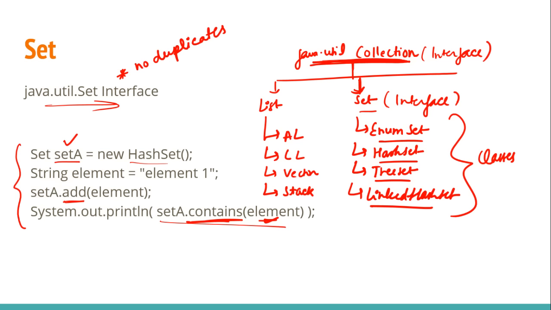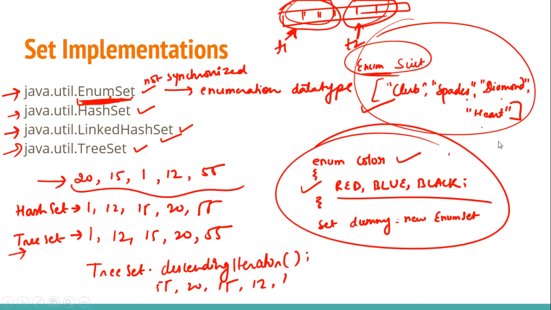Dinesh is asking, what is the meaning of non-synchronized? By non-synchronized I mean that more than one thread can access the set. If it is synchronized, only one thread can access a particular set at a time. If it is not synchronized, multiple threads can access the data.